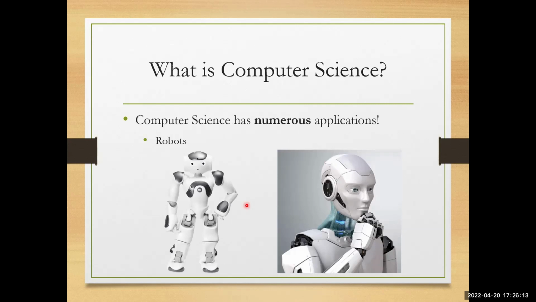Another perspective you can use to understand computer science is to understand the various applications of computer science. The knowledge from computer science can help us to build robots, right? Robots can be basic robots, and we can also add artificial intelligence to these robots so that they can even think and behave like humans, right?